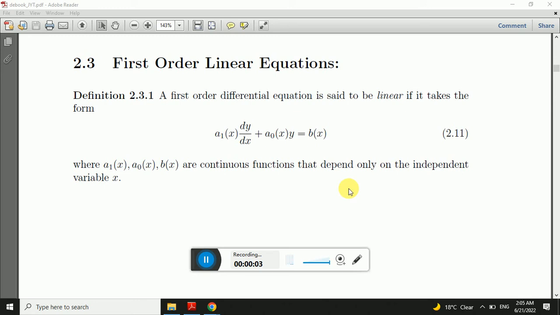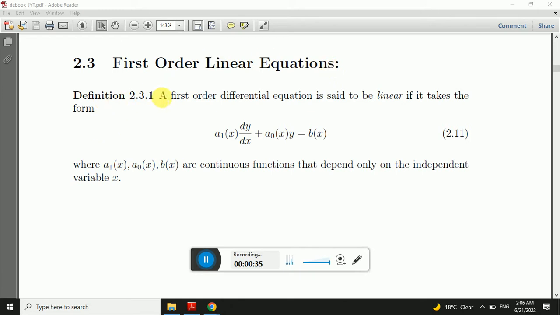So good morning once again. So in this video I want us to begin by looking at what we call the first order linear equations, and by doing this we want to see how to solve such differential equations. So how does a first order linear differential equation look like?